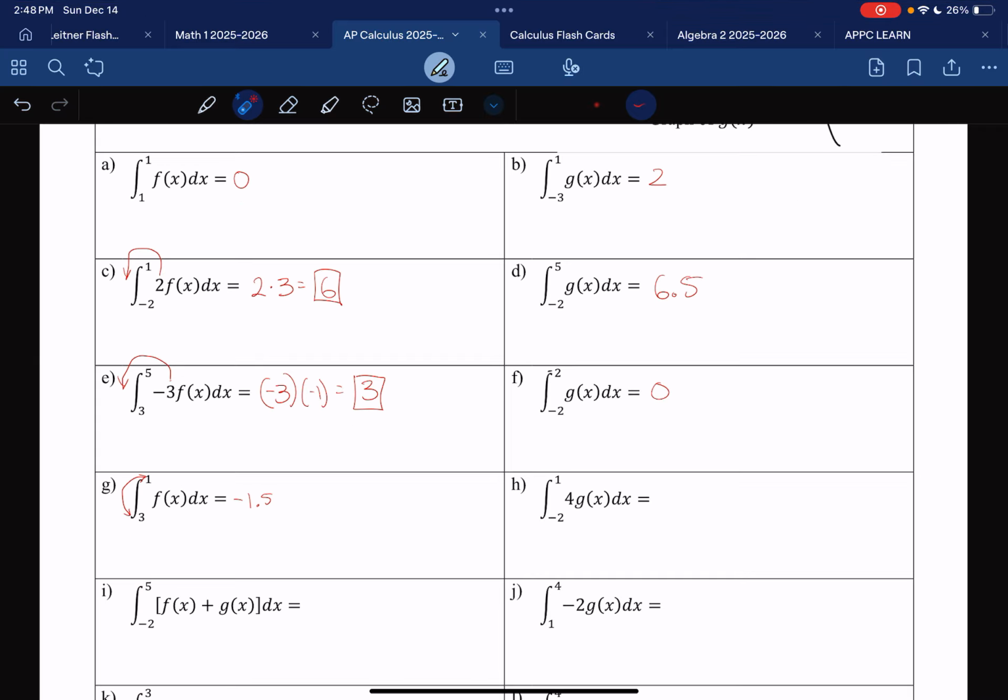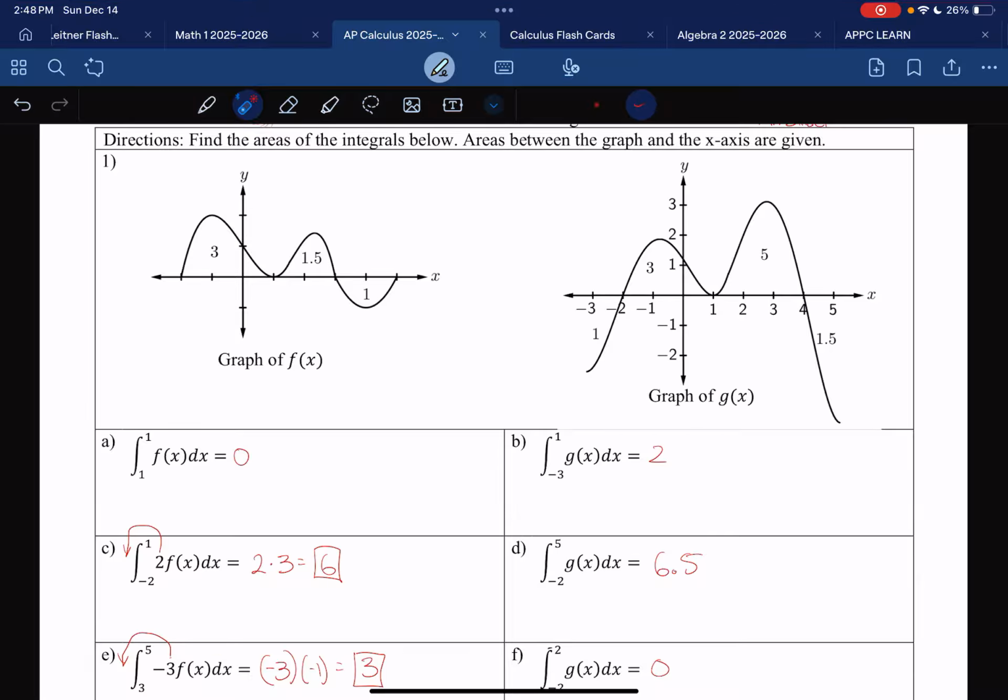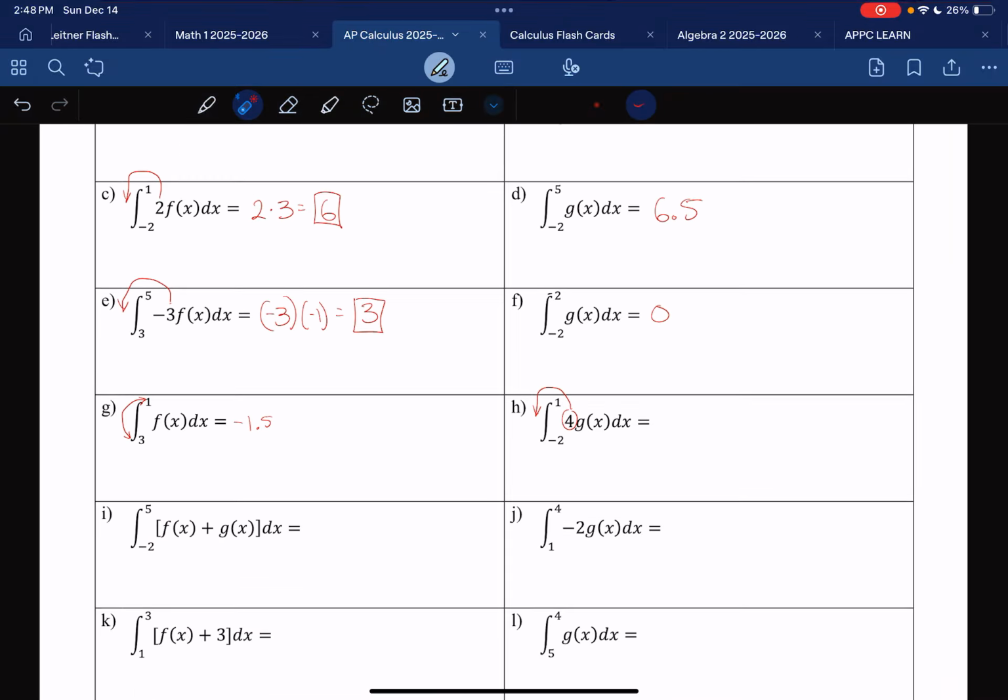What about H? H is talking about a graph of G. Again, this 4, we'll pull it out and say, okay, you live on the outside. We're really going to do the integral between -2 and 1 of G. So between -2 to 1 is just an area of 3, and we multiply the 4 by that. So this is going to be 4 times 3, which is an area of 12.